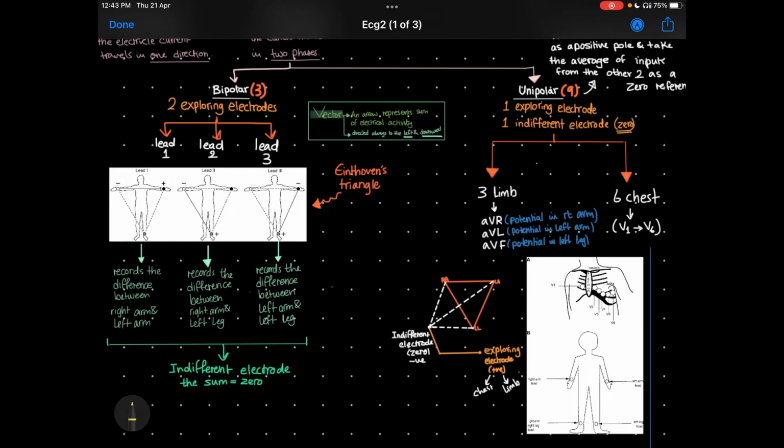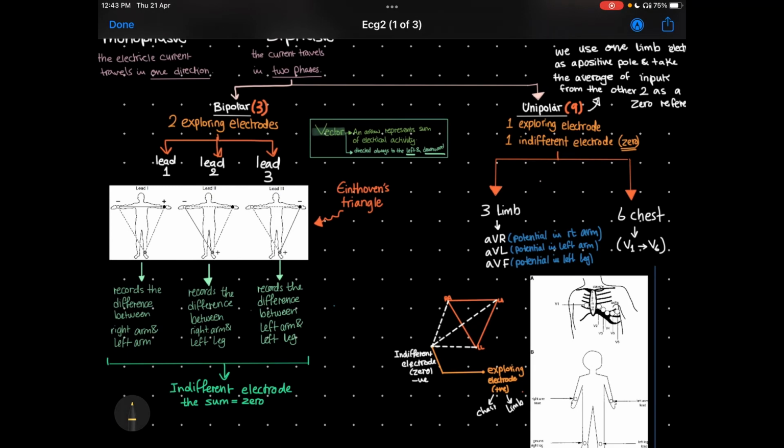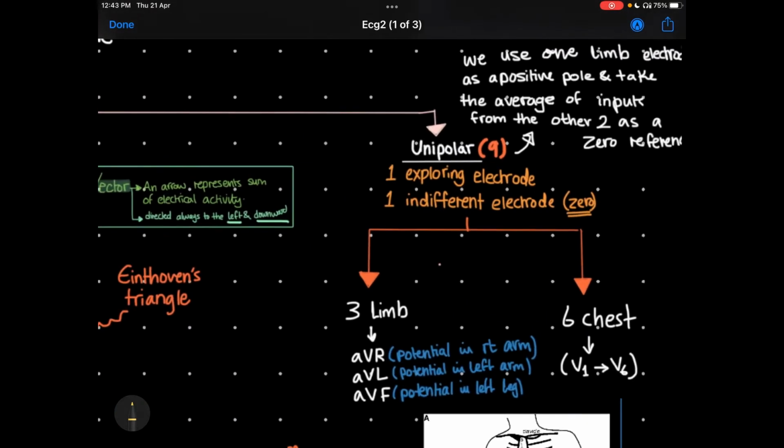Now, let's go to the unipolar. What is the difference between the unipolar and bipolar? The bipolar consists of two exploring electrodes. That means that the two electrodes have a pole, one positive and one negative, but it's not the same thing for unipolar.